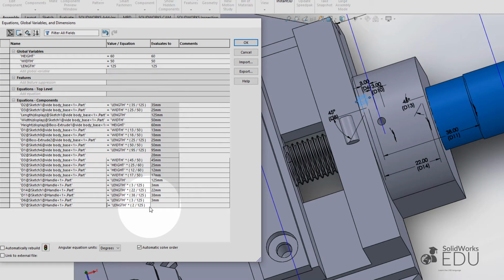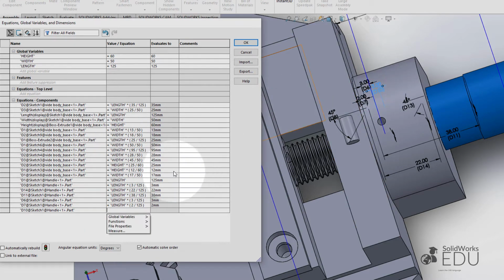Times. You see, it doesn't allow you to put an incorrect equation, so this is very good for you and for me as well. Length times 3 divided by 125.